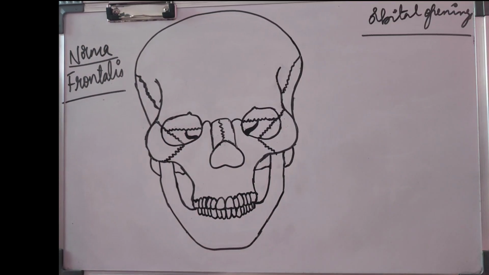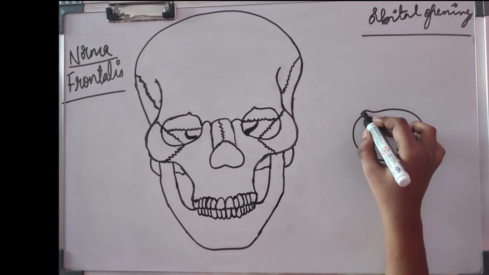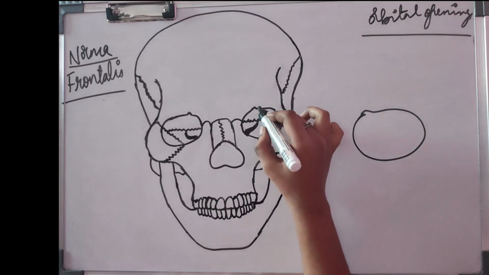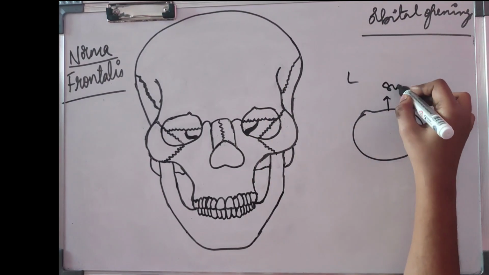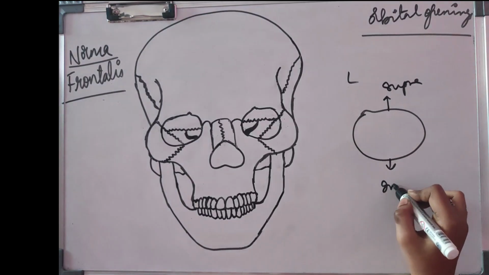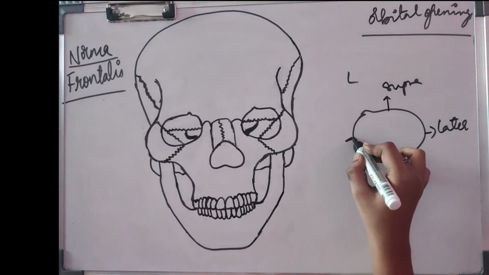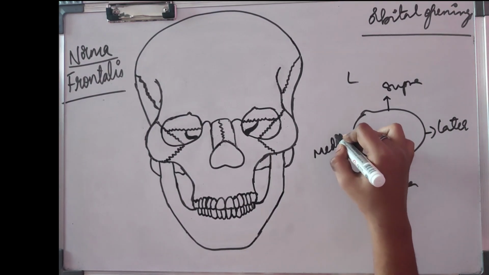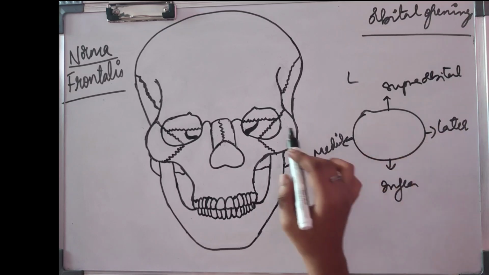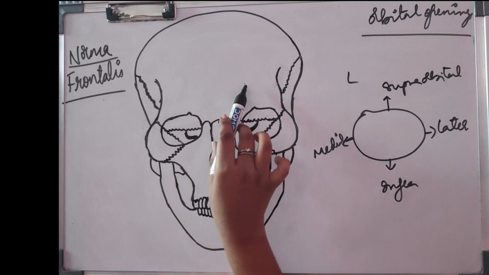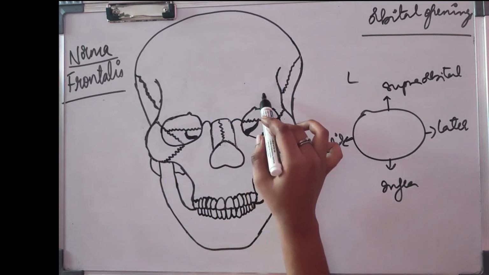Coming to the orbital openings, each orbit is quadrangular in shape, that is, it has 4 margins or walls. And if we take this left orbit, this is the supraorbital margin, this is the infraorbital margin, this is the lateral margin away from the midline, and towards the midline this is the medial orbital margin. The supraorbital margin is formed by the frontal bone. You can see here, this is the frontal bone, so the supraorbital margin here is formed by the frontal bone.